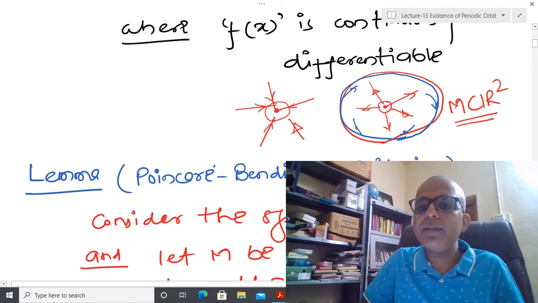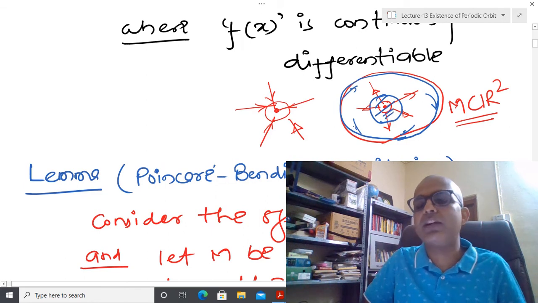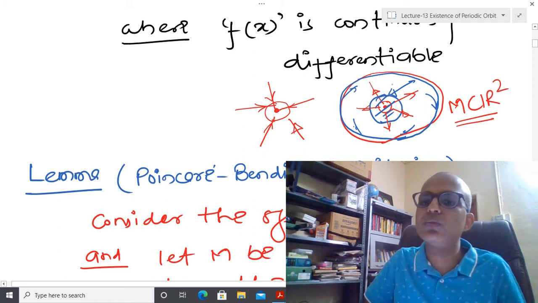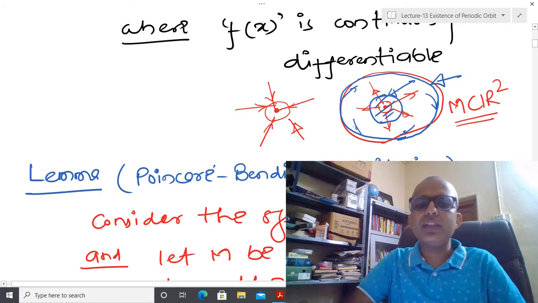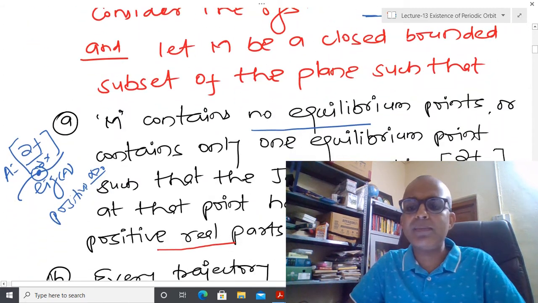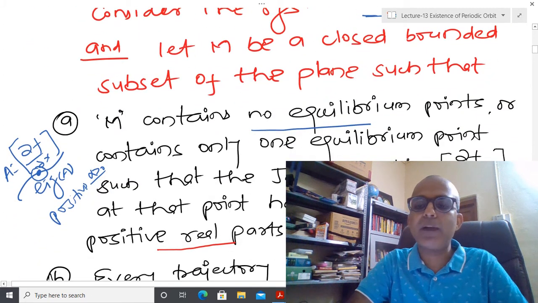Suppose even if this equilibrium point is not there, I have this kind of region. If I exclude this equilibrium point, and I am in this annular region, a region with a hole, you can see that no trajectory is going to stay here; finally they are going to converge here. If that kind of thing happens, then we say this particular orbit is a periodic orbit. This theorem basically comes from intuition, and it is very clear from the intuition. Similar things we are stating in this particular theorem.